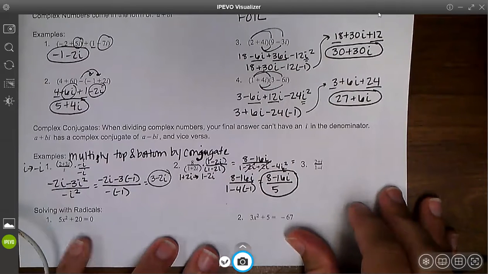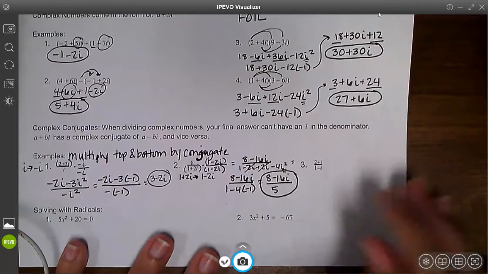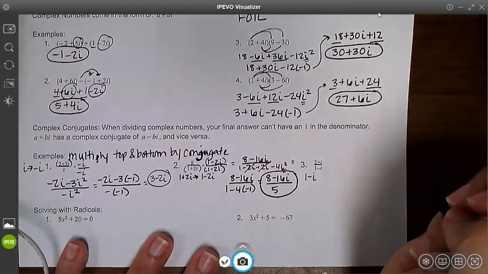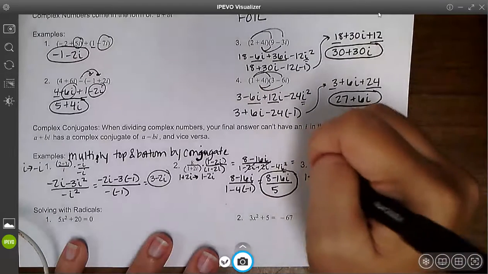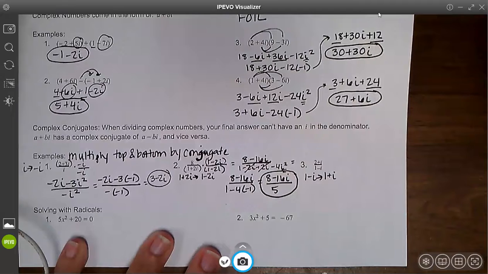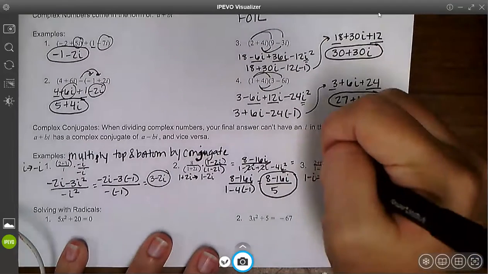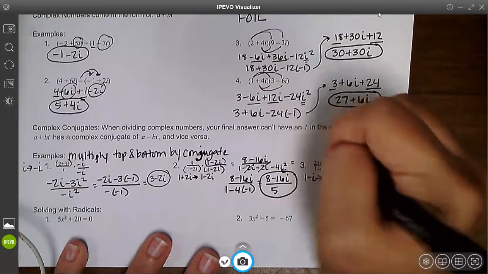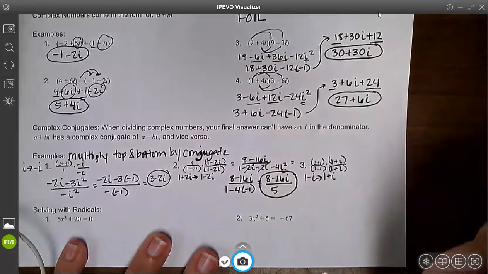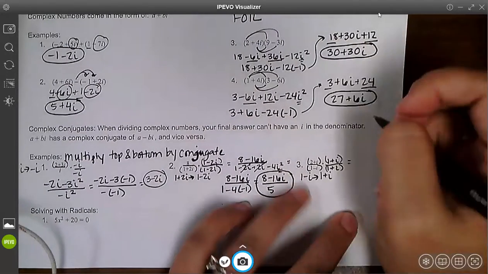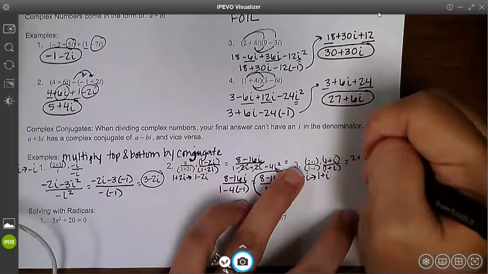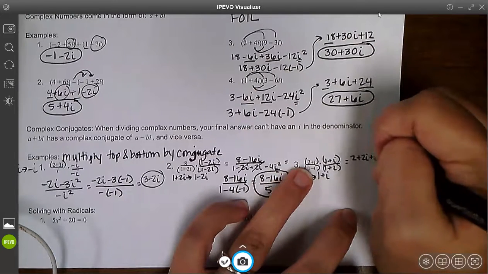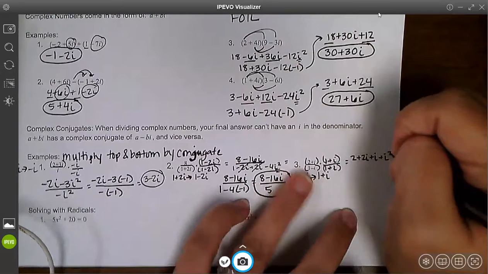The last one there, 2 plus i over 1 minus i. If my complex piece is 1 minus i, then its conjugate is 1 plus i. So I'm multiplying both the top and the bottom by 1 plus i. Again, I'm FOILing here, so I'm putting it all in parentheses. 2 times 1 is 2. 2 times i is 2i. i times 1 is i. i times i is i squared.